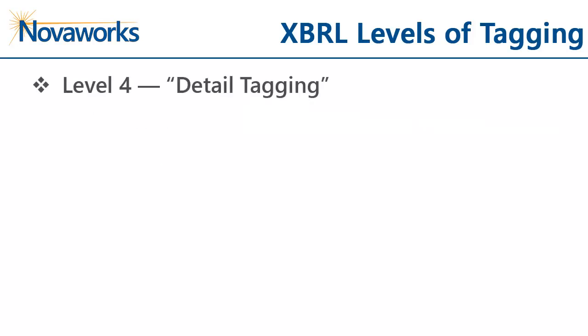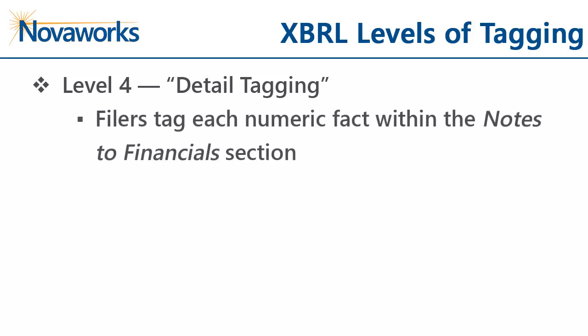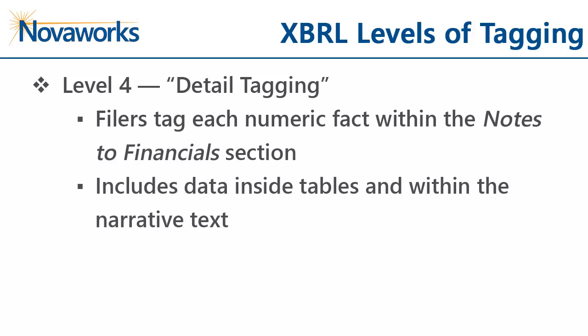Finally, there is Level 4 tagging or detail tagging. This level of tagging is the most time-consuming. For detail tagging, you must tag each numeric fact within the notes to financials. This includes numbers and information inside tables and within narrative text. Each of these levels will be discussed in detail in their own tutorials. For this tutorial, we'll cover how to perform Level 1 tagging.